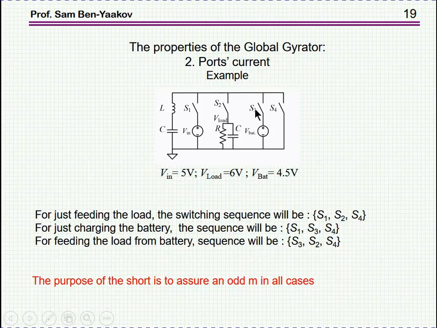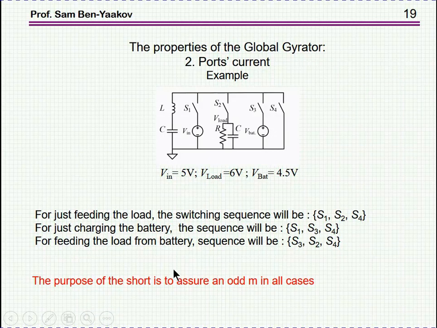S3 now is disconnected. Now the purpose of S4, you can look at it this way, is actually to make sure that we have an odd number of switching states in the sequence. If we have S1 and S2, this is even. So we are adding this short circuit. It's not doing anything. There's no loss of energy because this is a resonant circuit.